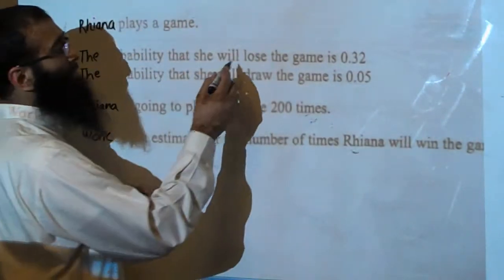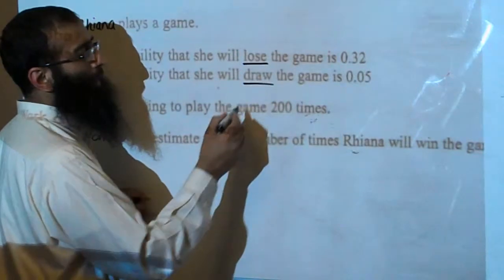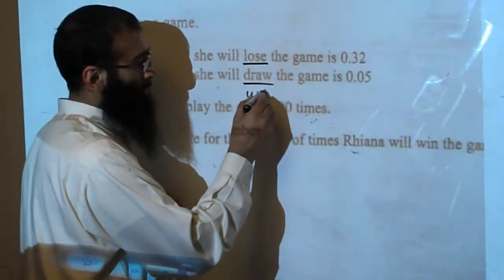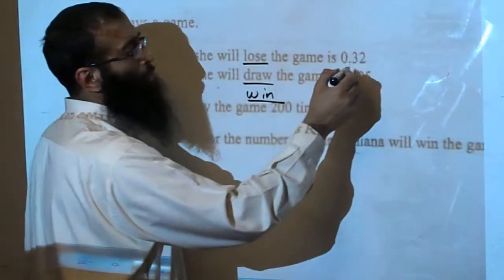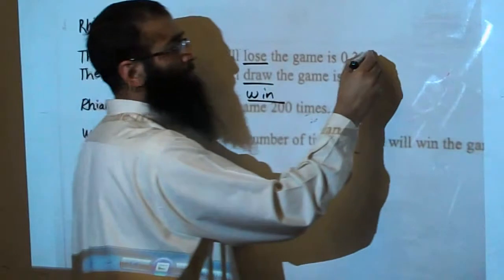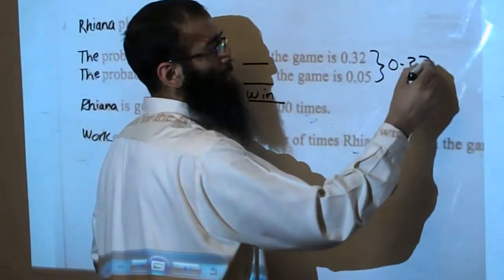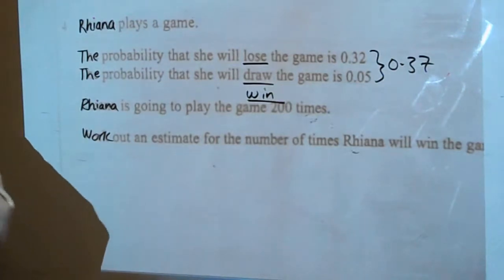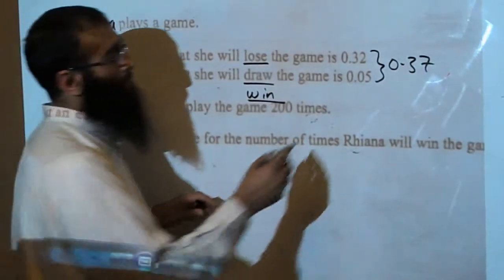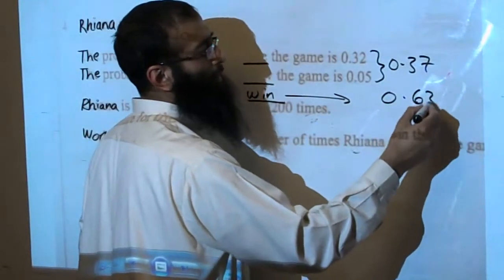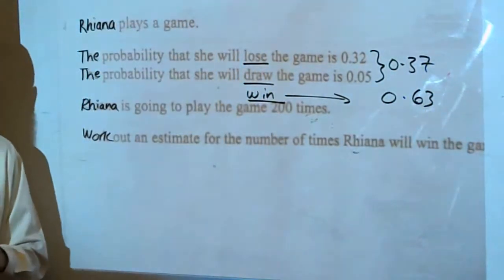So they give us the probability for losing and drawing, but they didn't give us the probability for winning. So 0.32 add 0.05 gives us, and all the probabilities should add up to 1.00. So that was the remaining one. So the probability of winning is going to be 0.63. Okay, so we've established that first of all.